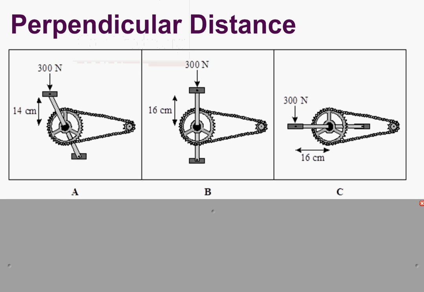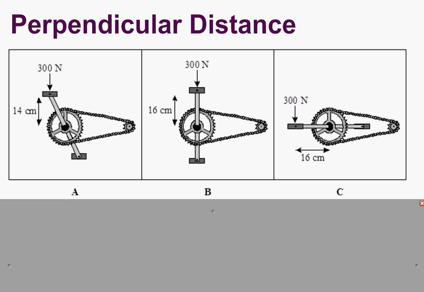Okay, I'm just going to give you a bit of recap on perpendicular distance since you haven't done this since at some point in GCSE. So here's a GCSE question where you've got a 300 Newton force on a pedal in 3 different positions, and the question is which position does the force have the greatest turning effect?